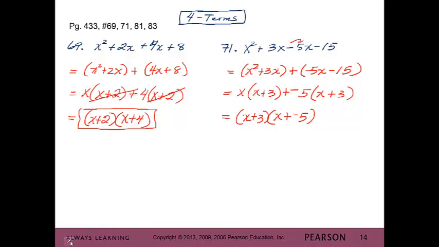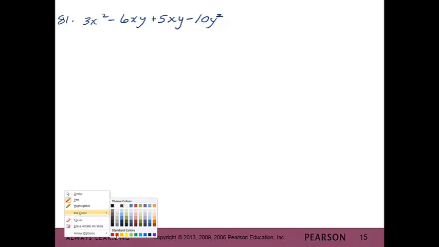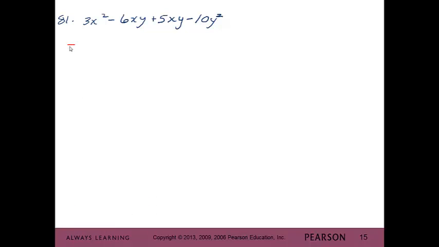And then number 81 and number 83. 81, we have 3x squared minus 6xy plus 5xy minus 10y squared. And again, we have four terms, and it says factor, so we're going to factor by grouping. We're going to put parentheses around the first two terms, and then parentheses around the last two terms.